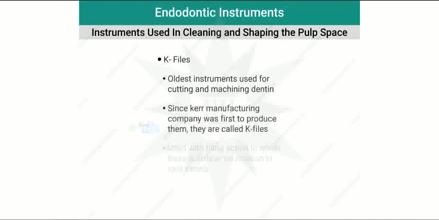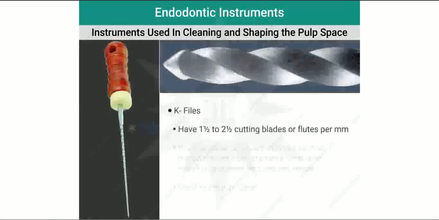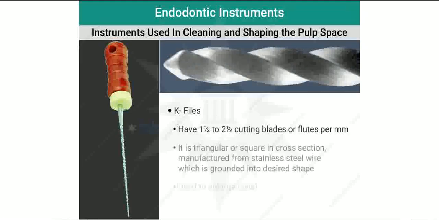They are used with a filing action in which there is little or no rotation in the root canals. They have 1.5 to 2.5 cutting blades or flutes per mm. It is triangular or square in cross section, manufactured from a stainless steel wire which is ground into the desired shape. They are generally used to enlarge the canal.